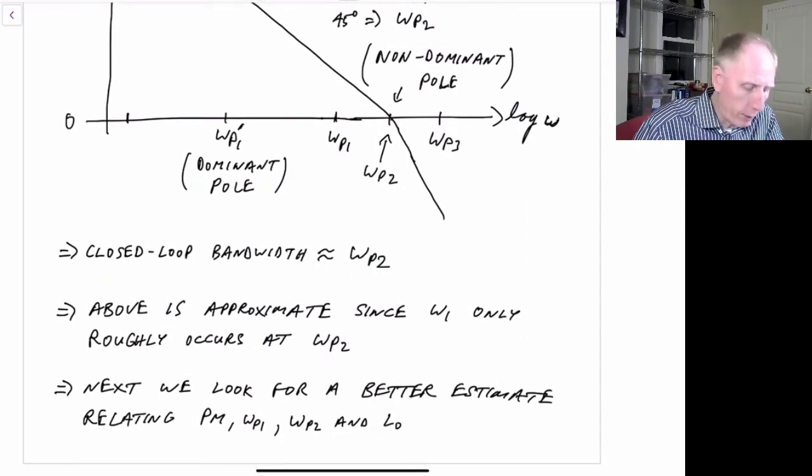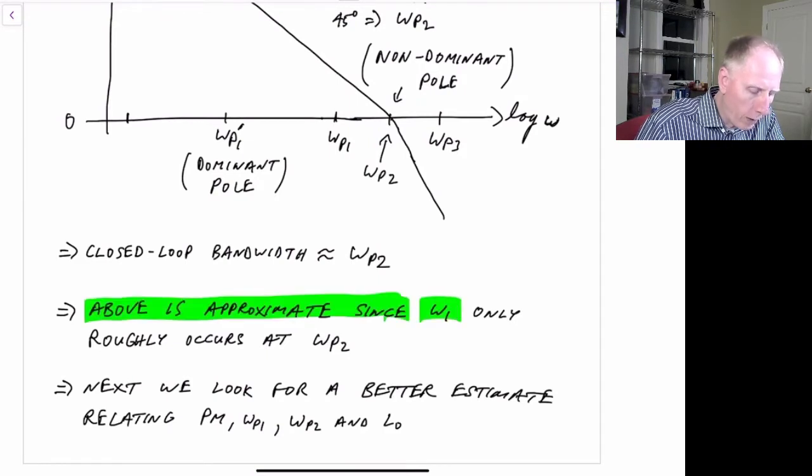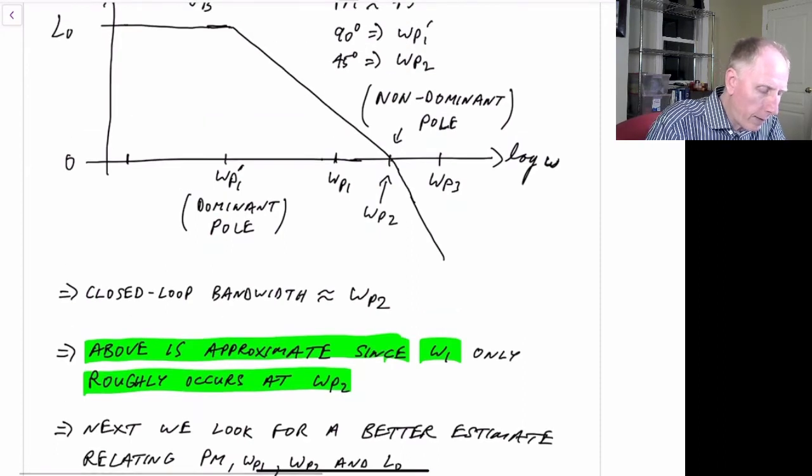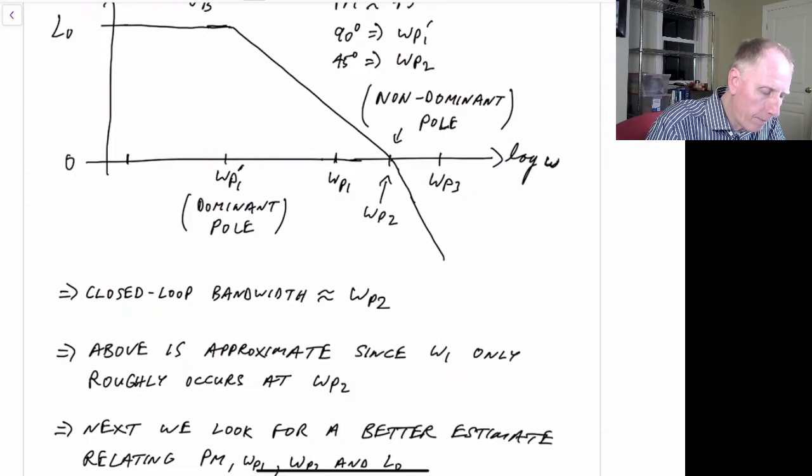Now one thing we should point out here is that everything we've done is fairly approximate, mainly because omega 1 really only roughly occurs at omega p2. We know that if omega p1 prime is much smaller than omega p2, then certainly our phase will be minus 90 somewhere 10 times higher than omega p1 prime. It's going to be approximately minus 90, and the higher we go, the closer it's going to be to minus 90. So right at omega p2, we'll certainly have an extra 45 degrees. So we'll be at minus 135 degrees by the time we reach omega p2.